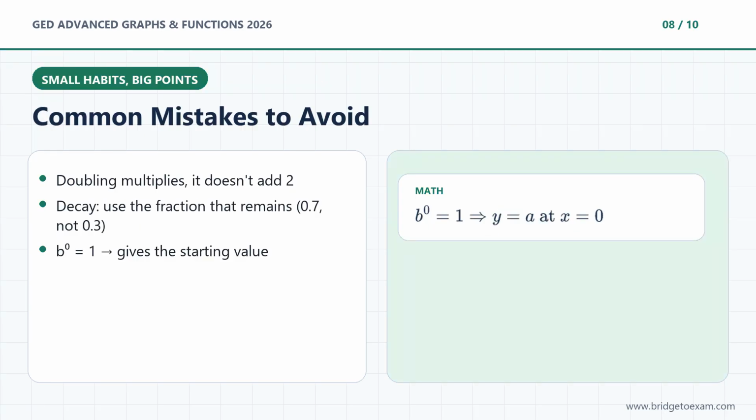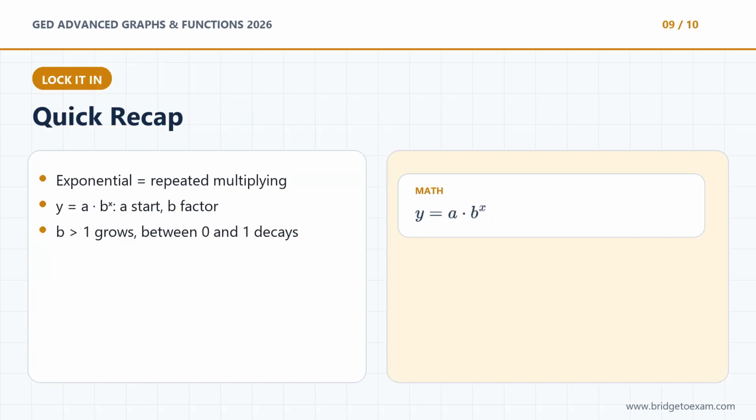3 traps. First, do not treat doubling as adding 2. Doubling multiplies. Second, for decay, use the fraction that remains, not the percent lost. Losing 30% means keeping 70%, a factor of 0.7. Third, remember any factor to the 0 power is 1, so the model gives the starting value at x equals 0.